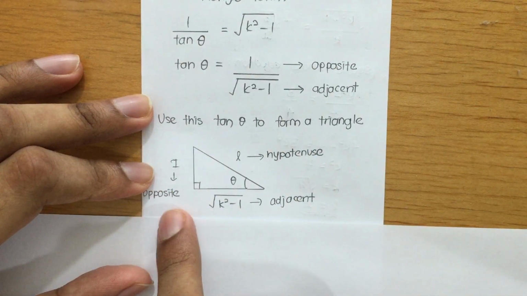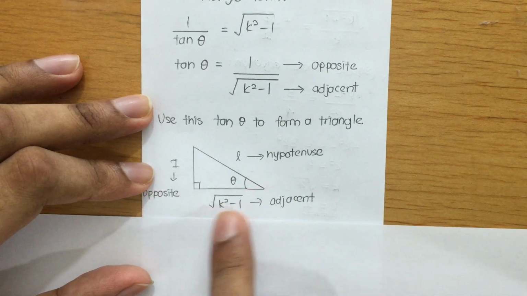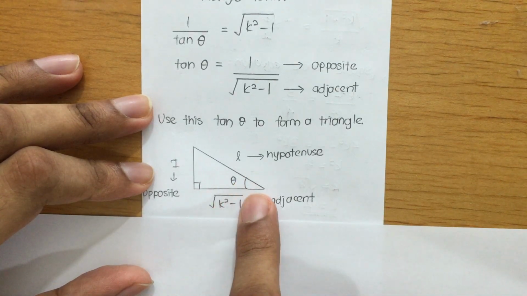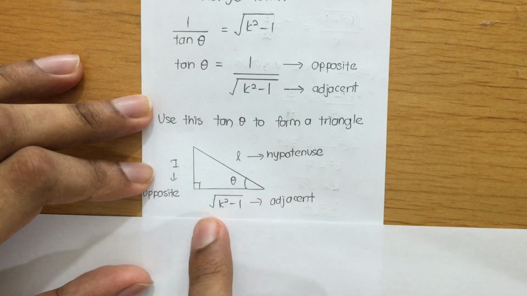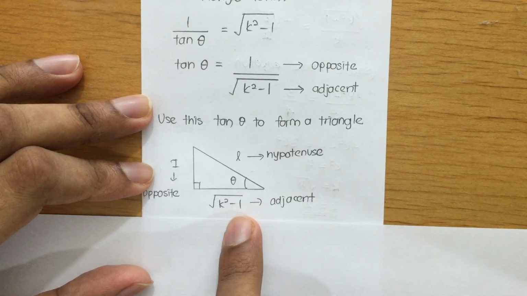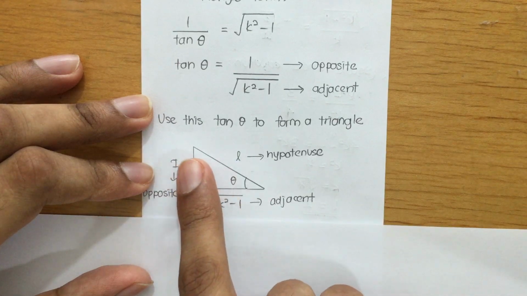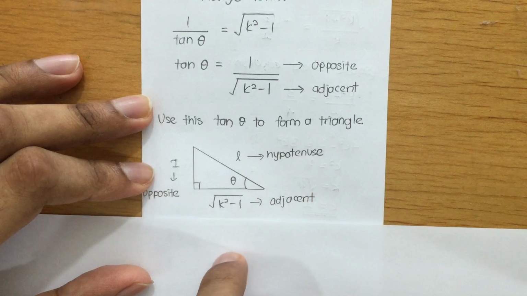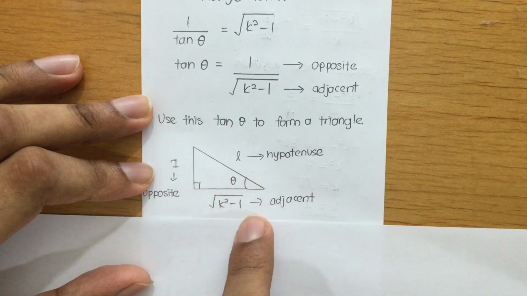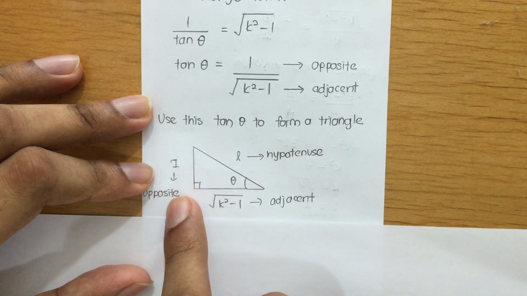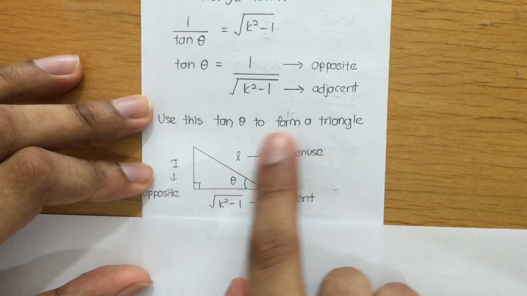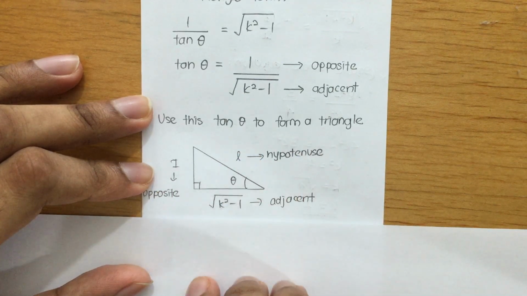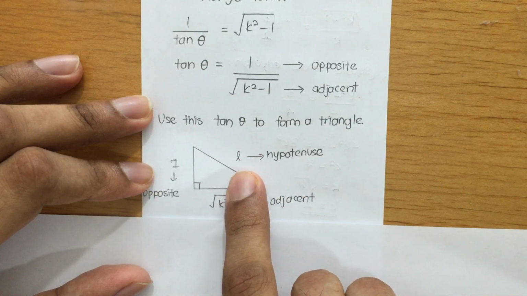This one will be your opposite. Why is this side adjacent? Because it is aligned together with the angle over here. That's why it's called adjacent, which is the square root of k squared minus 1. As always, the hypotenuse is the longest length of the right angle triangle. So how to find the hypotenuse? You square this length, plus the opposite squared, and then take the square root. That's how you get the hypotenuse. In this case, we are going to find our hypotenuse value here. We denote the variable as L over here.